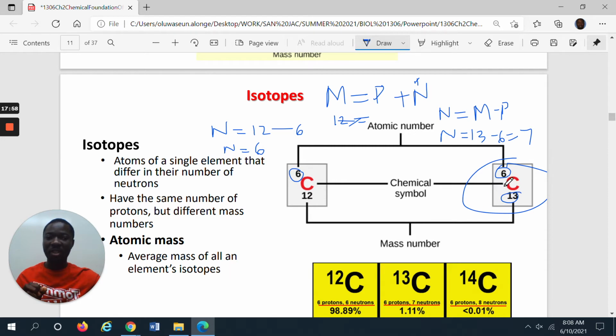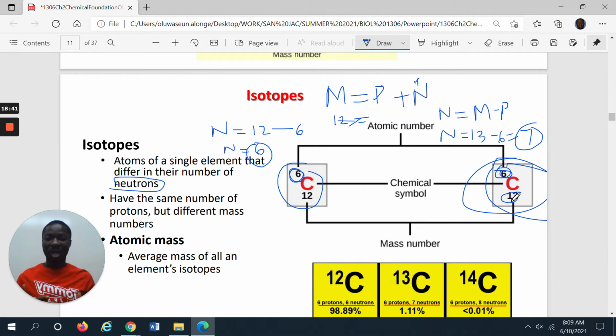Now, this type of carbon that has two different strains, we call it isotopes. So now looking at this, what is an isotope? Isotope is a single element that has the same atomic number but different neutrons. You can see neutron is different. So isotopes have different neutrons. That's the difference. So when you think of isotope, think about these two carbon I have on the screen. The same atomic number, but different neutron number.